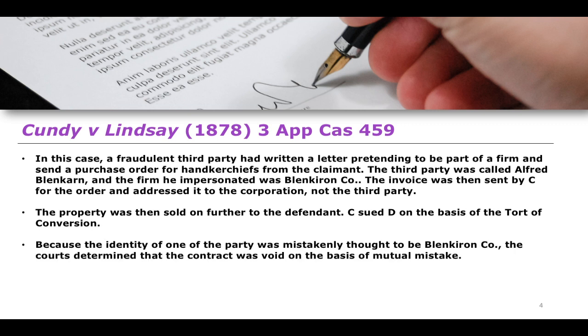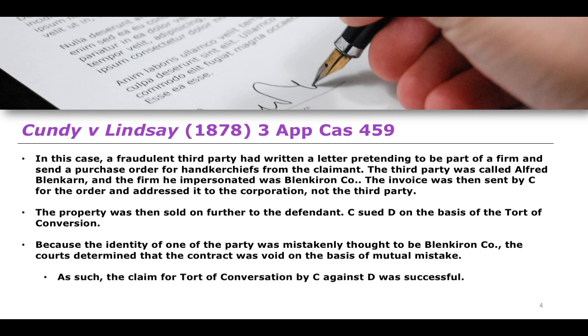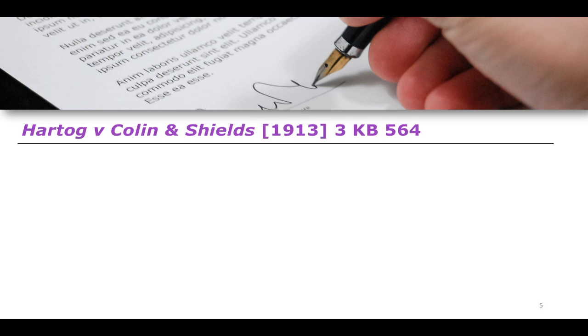Now, because the identity of one of the parties was mistakenly thought to be Blenkiron Corporation, the courts determined that the contract was void on the basis of mistake. As such, the claim for the tort of conversion by the claimant against the defendant was in fact successful.